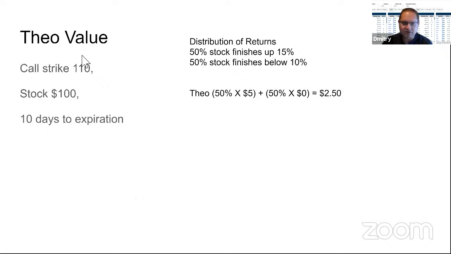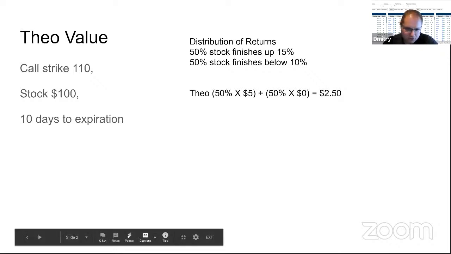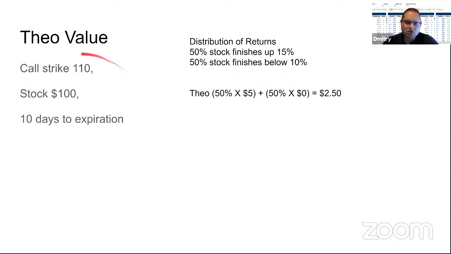And down here, let's say you have a call option. Looking at the left, let me do a pointer here. So let's say these are the details of what the call option is. Let's say we know that the call option strike is $110. Let's say we know that the stock price is 100. So this call is out of the money, 10% out of the money. And there's 10 days to expiration.